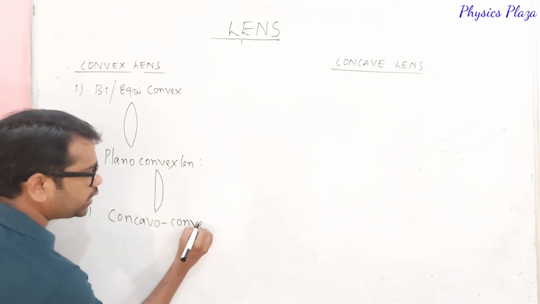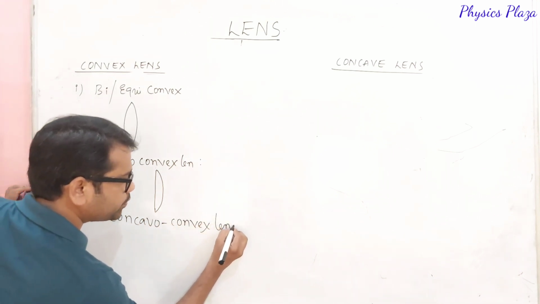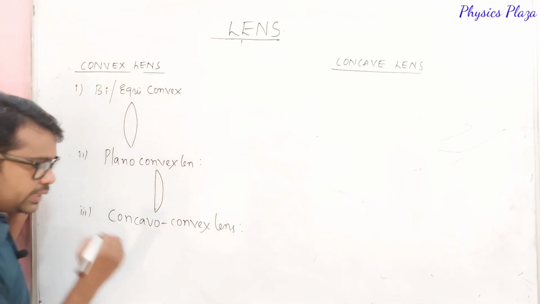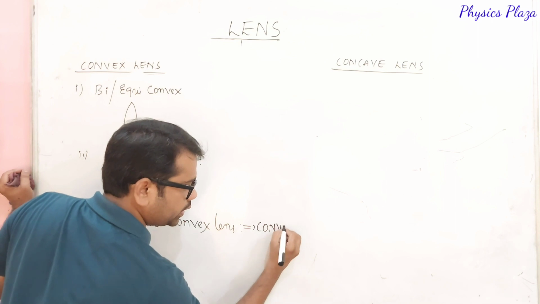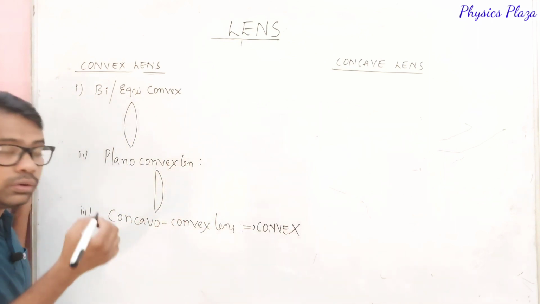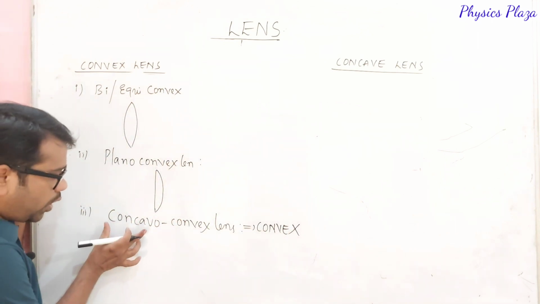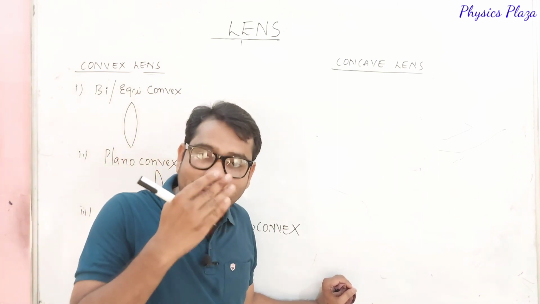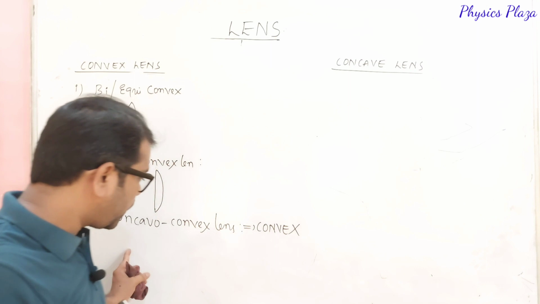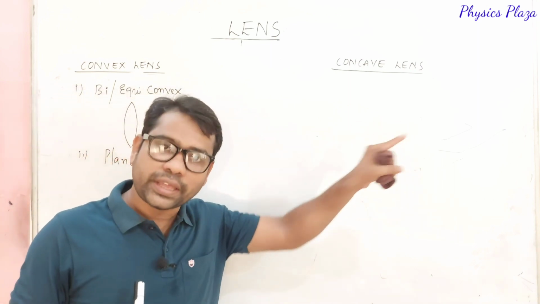the concave-convex lens. Children, the concave-convex lens finally acts like a convex lens only, very important, a convex lens only. But how does it look? Children, first let us think according to the name, then we will see what is the actual difference between a concave-convex lens and a convexo-concave lens.